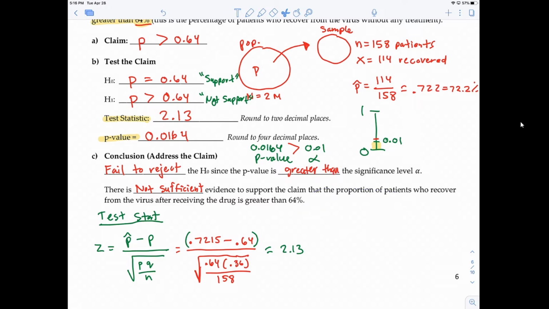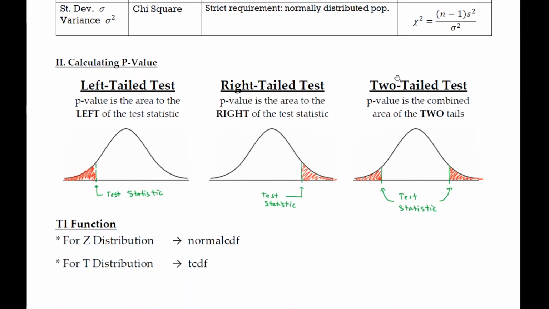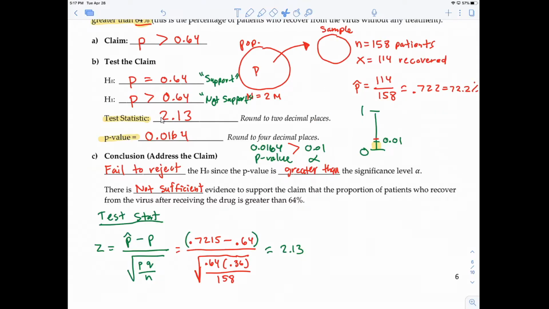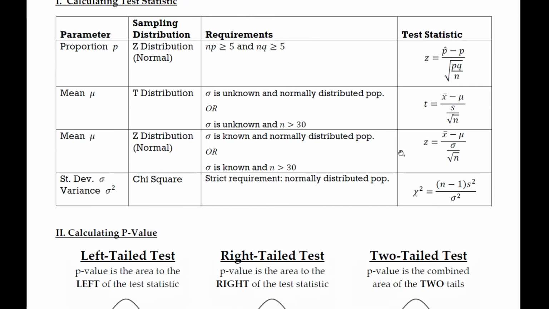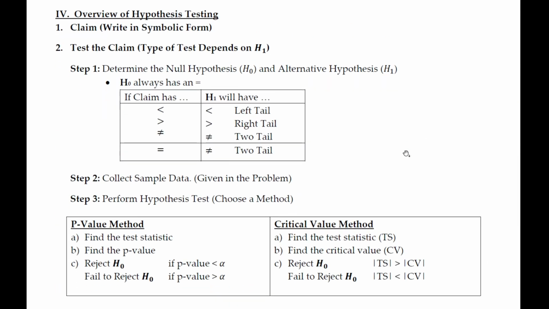So the p-value depends on if we have a left tail test, a right tail test, or a two tail test. Left tail, right tail, two tail is dependent on the alternative hypothesis. So let's go to the overview of the hypothesis test. If the alternative has a less than sign, it's a left tail. If the alternative has a greater than sign, then it's a right tail test. And if the alternative has a not equal sign, then it's a two tail test.